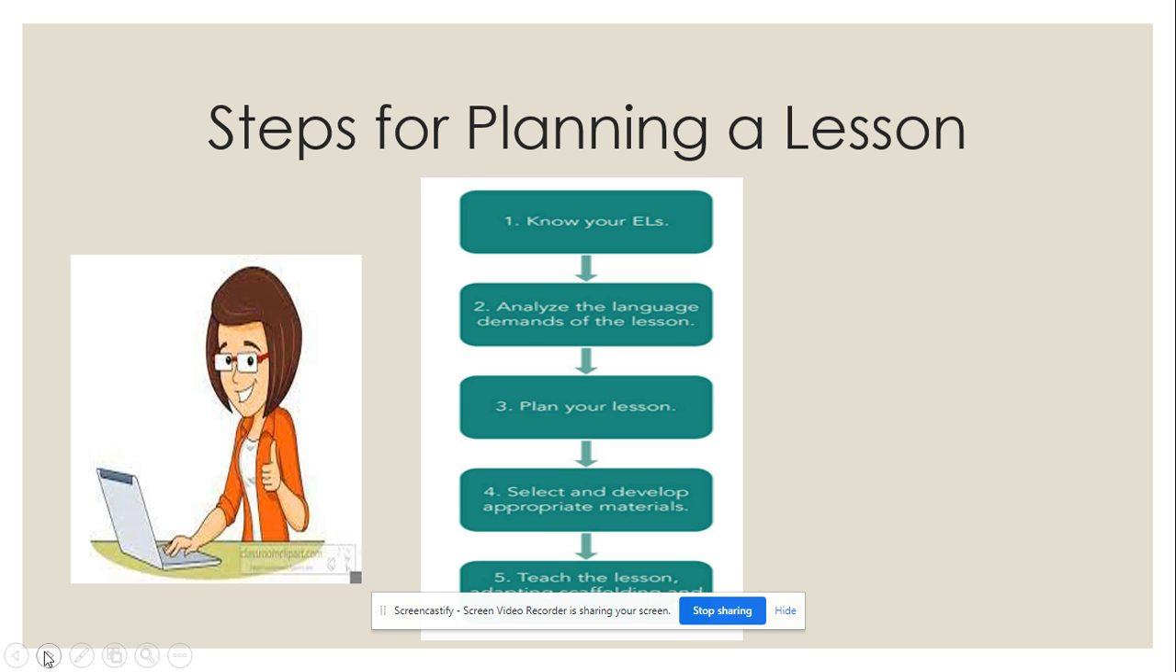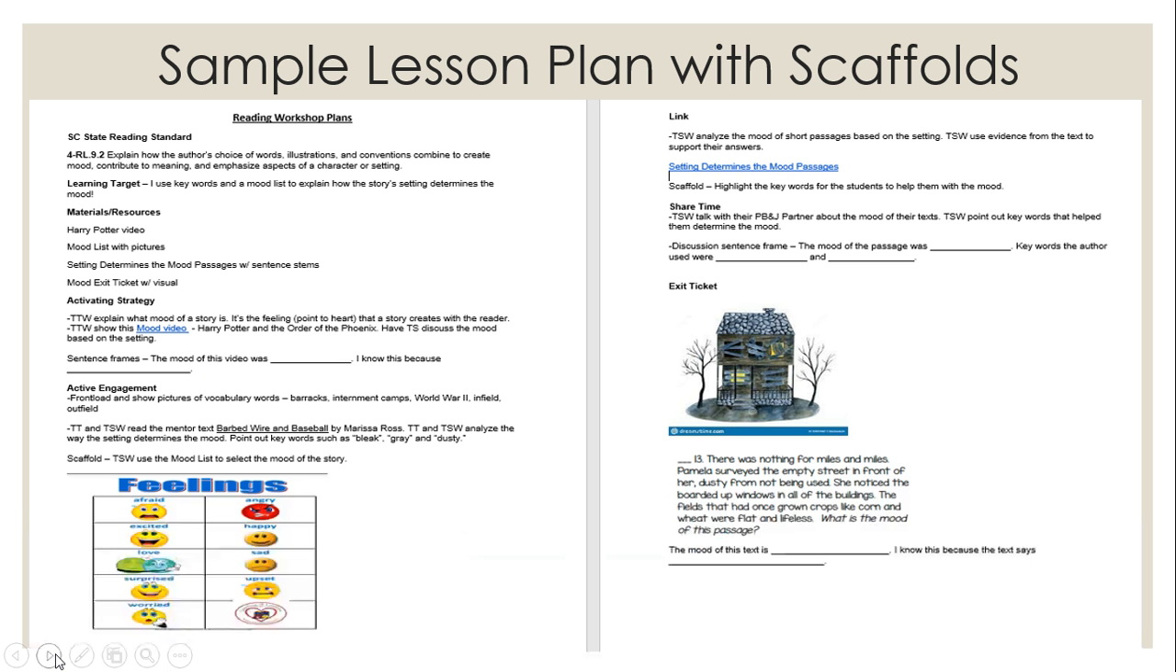Steps for planning the lesson. Well, number one, you want to know your ELs. Number two, you want to analyze the language demands of the lesson. Number three, you want to plan your lesson and include those scaffolds. Number four, you want to select and develop appropriate materials. And then lastly, you want to teach the lesson and adapt the scaffolding and materials as needed during the lesson.